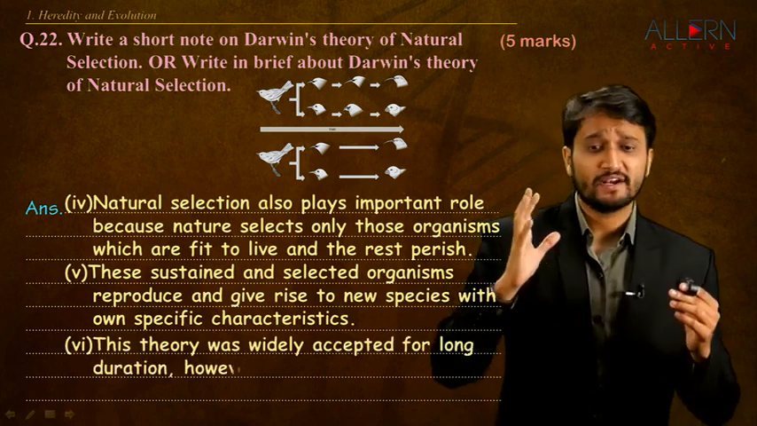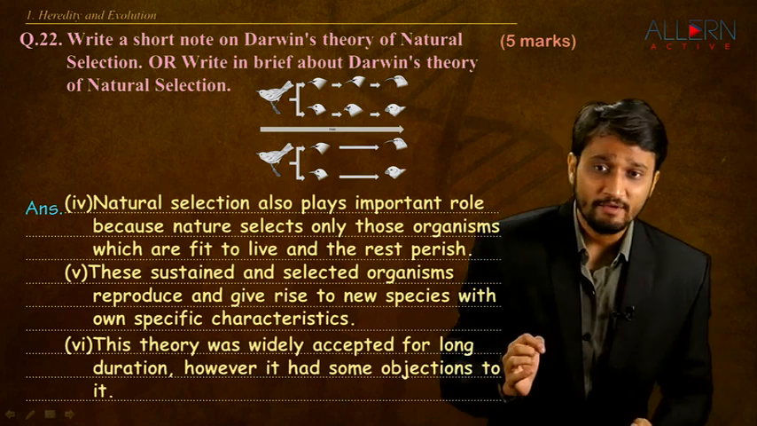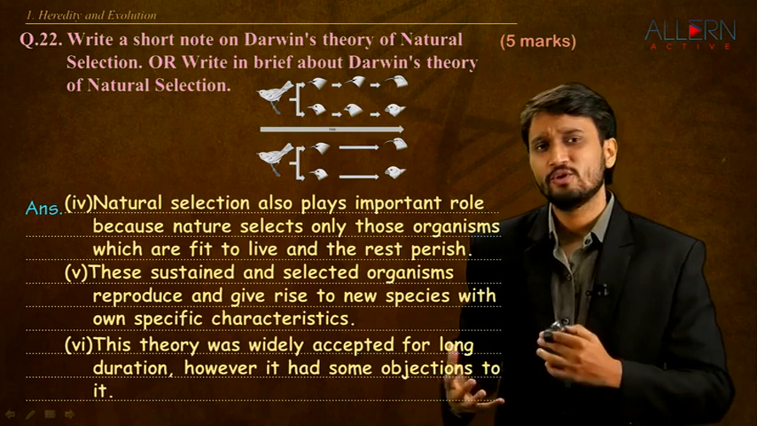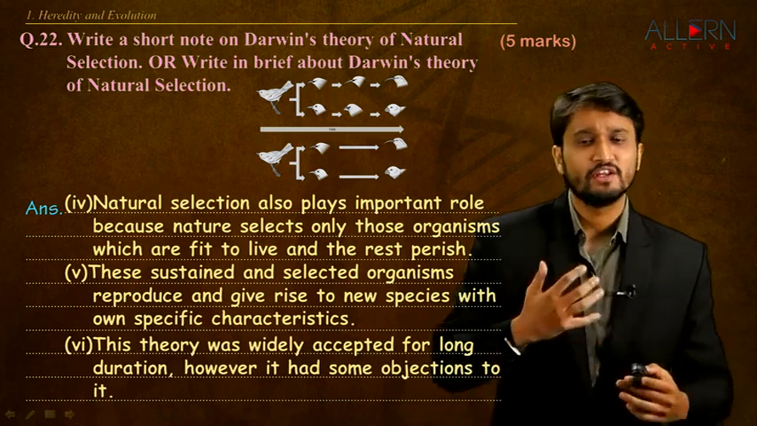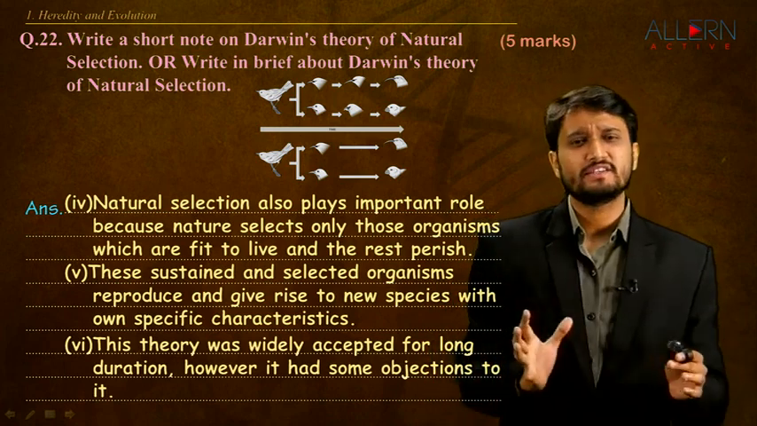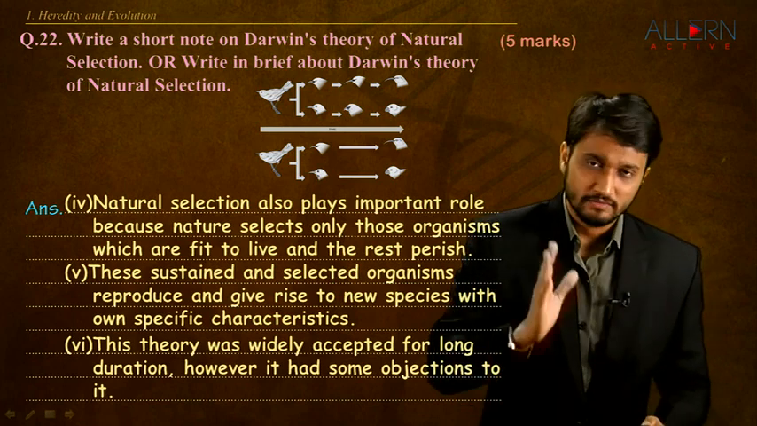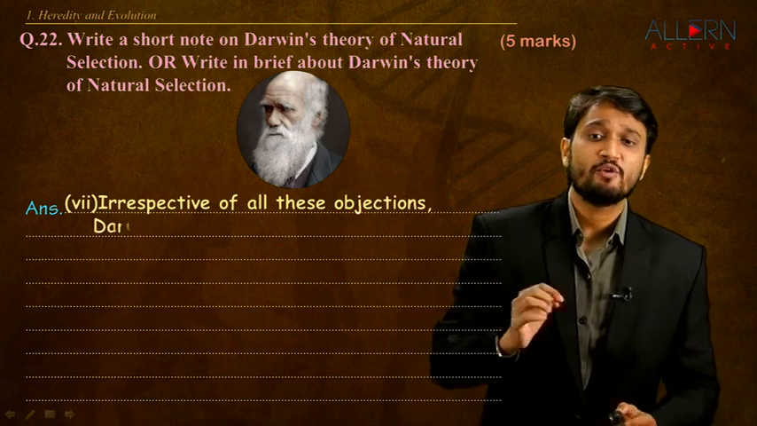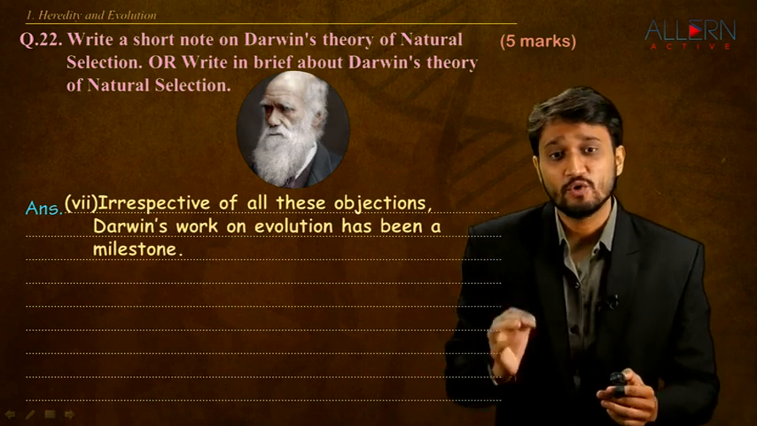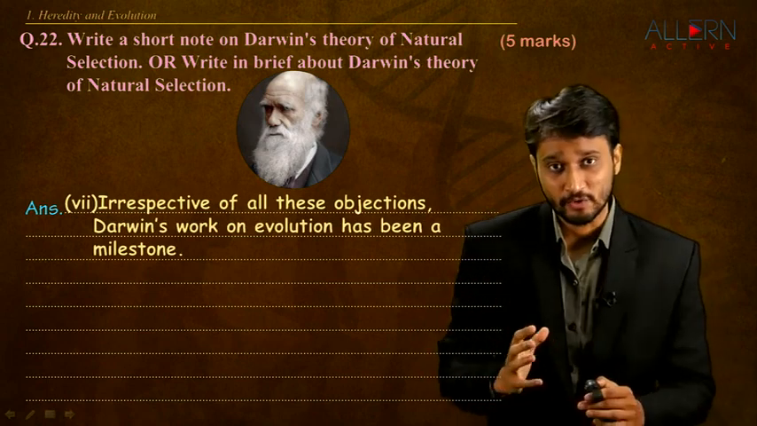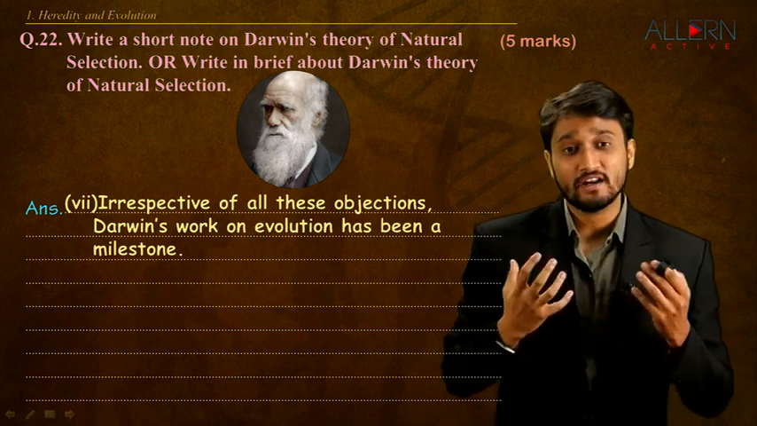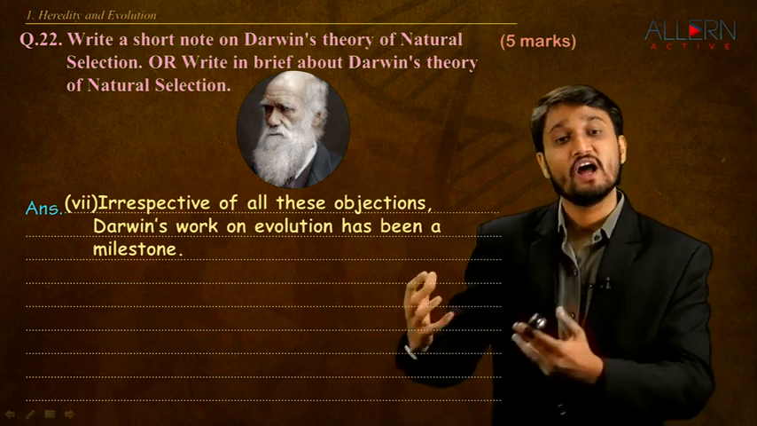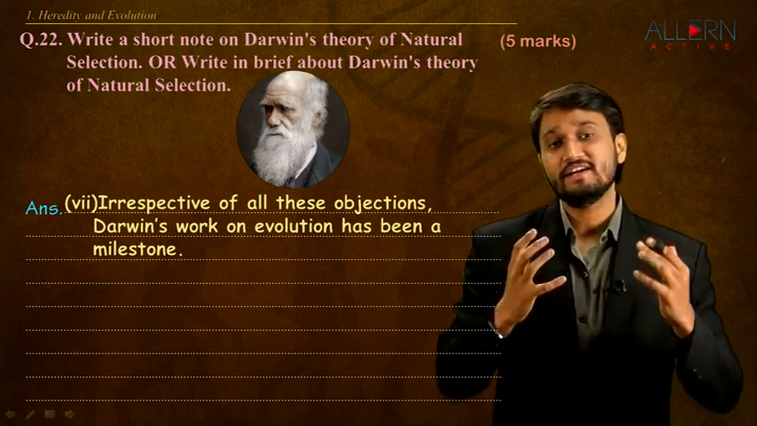So this theory was widely accepted for a long duration. However, it has some objections, like he did not mention anything about useful or useless modification, slow abrupt changes. All these things are a few objections. The last point says that irrespective of all these objections, Darwin's work on evolution has been a milestone, right? It has contributed towards our understanding of different living organisms, and not only other organisms, our own selves, to a very large degree.